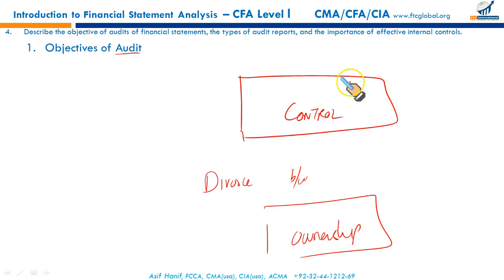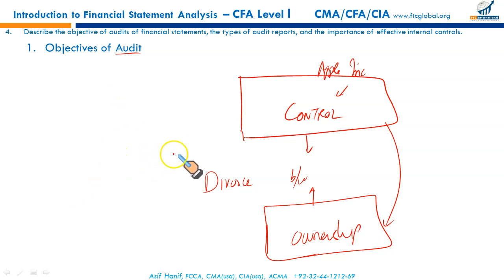Why? Because let's say we're talking about Apple Incorporated, and millions of people have invested in Apple Incorporated, but they are not controlling it. They are not managing it. Ownership is outside the business, and some other people appointed by these owners, shareholders, they are the one who control. So there is a divorce between ownership and control. Owners are not directly controlling the business. People appointed by these owners are controlling the business on their behalf. So this divorce between ownership and control necessitates that someone should enforce the management to report fairly.